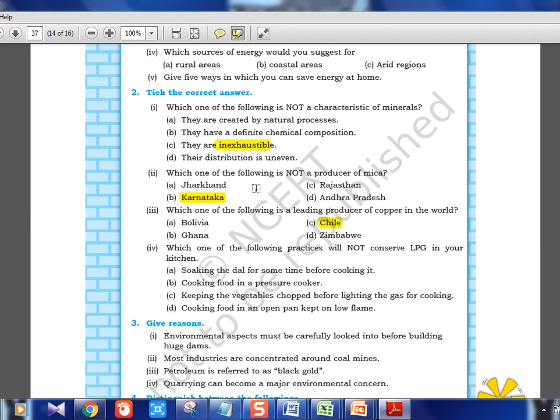UPSC is not going to ask you these things, but at least to check whether you can retain what you already read. Okay. Which one of the following practices will not conserve LPG? Okay, this was not in the textbook. They are just asking you a basic thing. Soaking the dal for some time before cooking it, cooking food in a pressure cooker, keeping the vegetables chopped before lighting the gas for cooking, cooking food in an open pan kept on low flame.